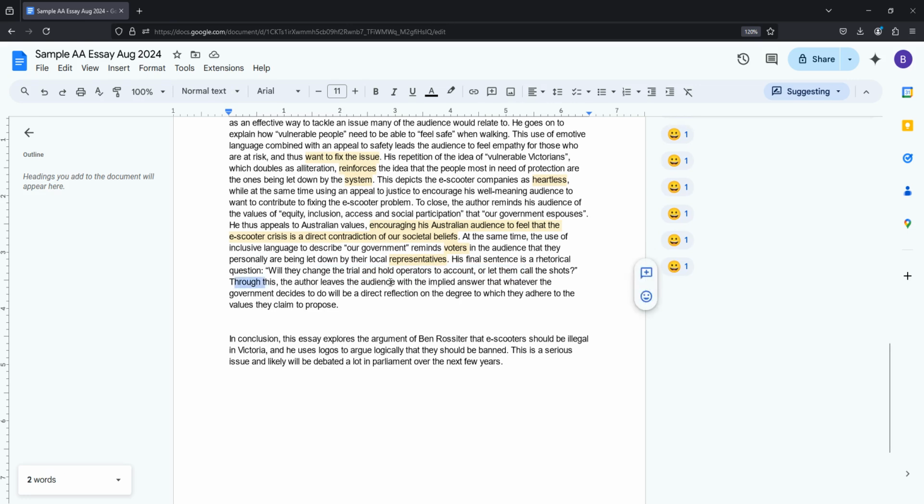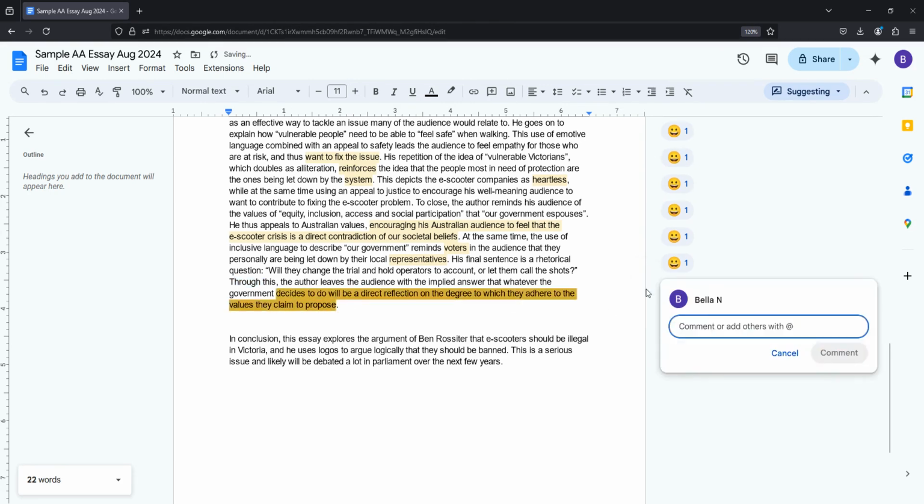Through this, the author leaves the audience with the implied answer that whatever the government decides to do will be a direct reflection on the degree to which they adhere to the values they claim to propose. It's a little bit long-winded, but not bad.